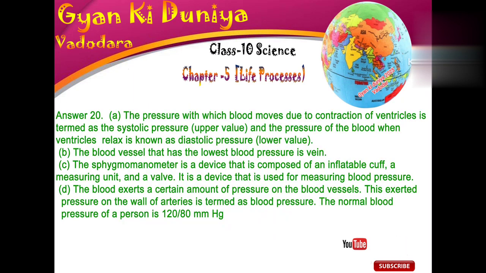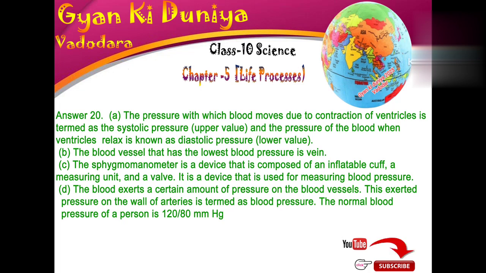Answer 20. A. The pressure with which blood moves due to contraction of ventricles is termed the systolic pressure, upper value, and the pressure of the blood when ventricles relax is known as diastolic pressure, lower value. B. The blood vessel that has the lowest blood pressure is the vein. C. The sphygmomanometer is a device that is composed of an inflatable cuff, a measuring unit, and a valve. It is used for measuring blood pressure.